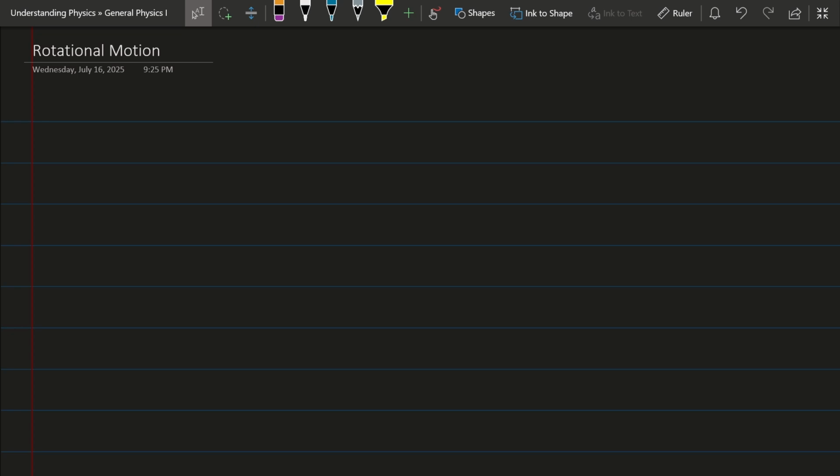So today on General Physics 1, we want to talk about rotational motion. To do so, we will introduce something which we call the angular velocity, angular acceleration, torque, as well as the moment of inertia.